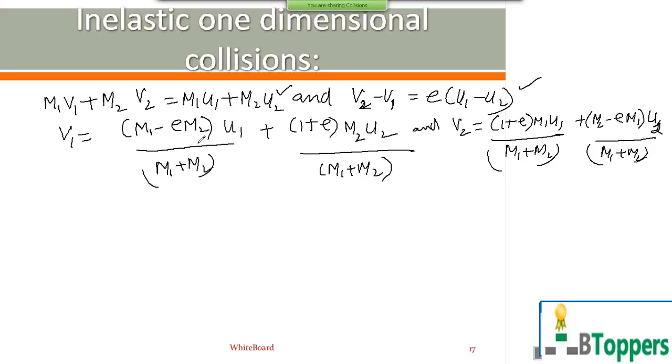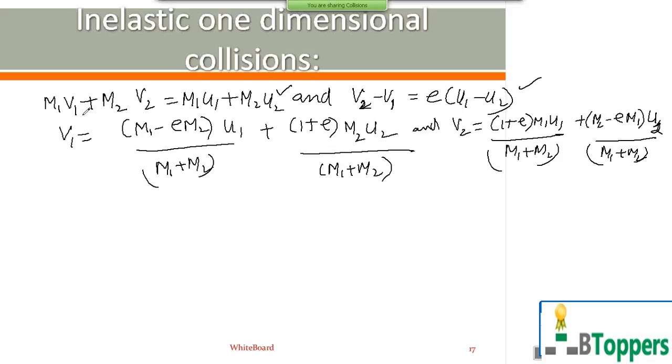In the case of elastic one-dimensional collisions, E becomes 1. If you take E equal to 1, you can arrive at the same equations which I have discussed before. So substitute E equal to 1, you will get V1 equal to m1 minus m2 by m1 plus m2 multiplied by u1 plus 2 m2 u2 by m1 plus m2. And here also if you substitute E equal to 1, you get V2 equal to m1 u1 by m1 plus m2 plus m2 minus m1 into u2 by m1 plus m2.